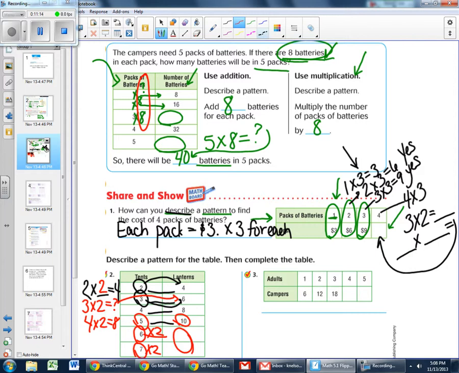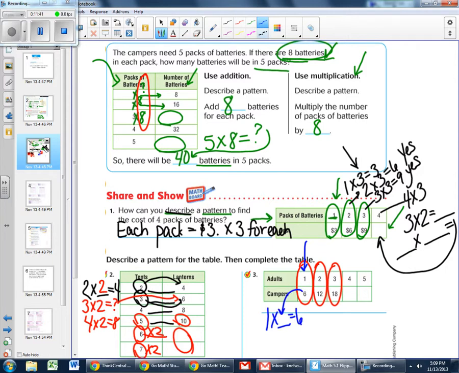Moving on to number 3, look at the patterns. You have 1 turning to 6, 2 turning to 12, 3 turning to 18. Again, think about the identity property of multiplication because your first factor in here is a 1. What times 1 equals 6? 1 times something equals 6. The identity property tells me that it needs to be 6.